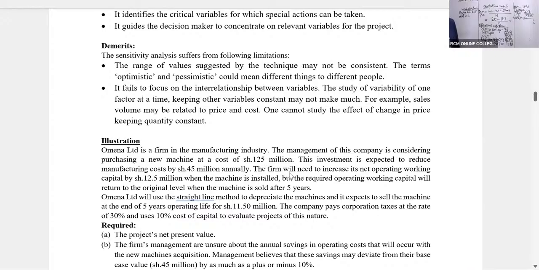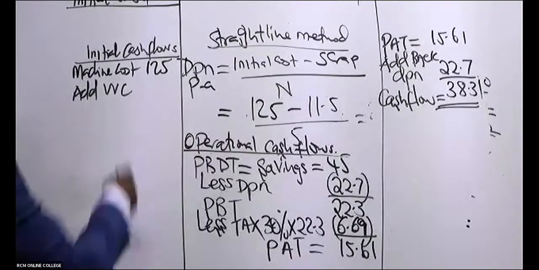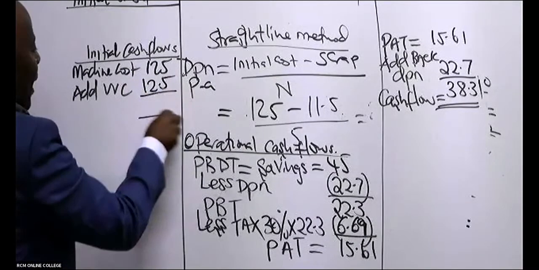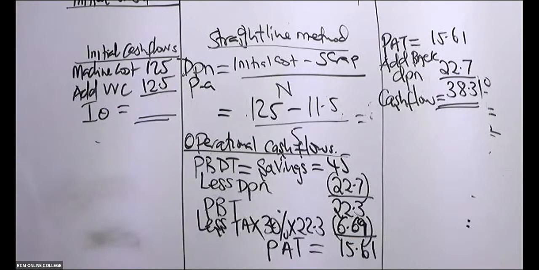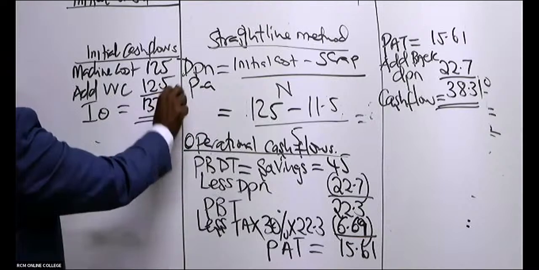But somewhere we have been told the firm will need to increase its net operating working capital by 12.5. So come and add this. This will be our IO, IO standing for initial outlay or initial cash flow. So the initial outlay is 137.5. Thank you very much.